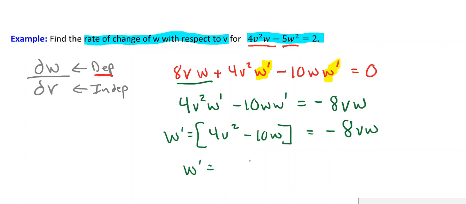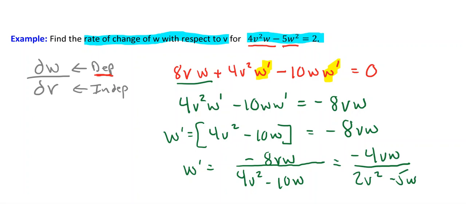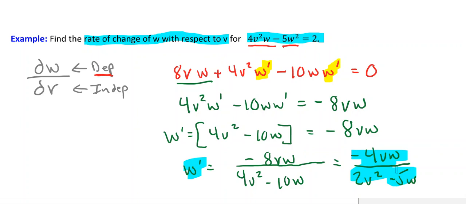w prime is negative 8vw all over 4v squared minus 10w. And it doesn't look like there's anything we could factor. Actually, we could factor a 2 out of the numerator and cancel it with a 2 in the denominator. So that would give us a negative 4vw over 2v squared minus 5w. But that looks like about the most we can do to reduce that. So our final answer is w prime is equal to this.